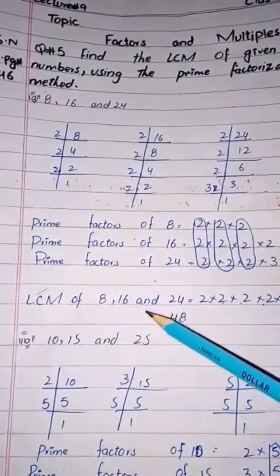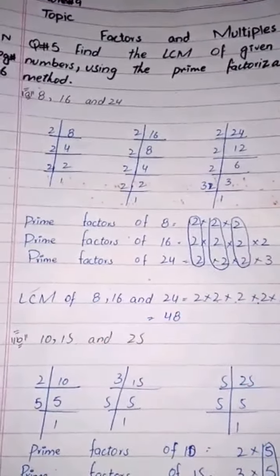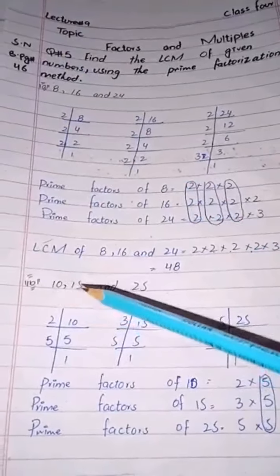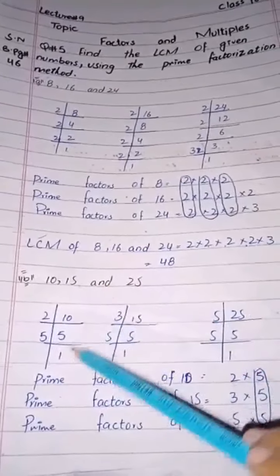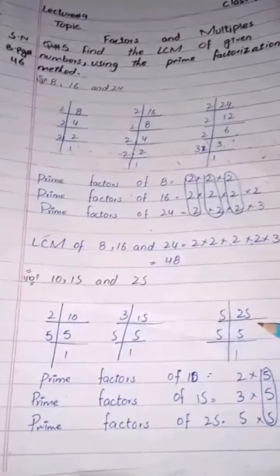Okay, LCM of 8, 16 and 24 is 48. Question number 5, part B. 10, 15 and 25. Now find the prime factors of 10, 15 and 25.